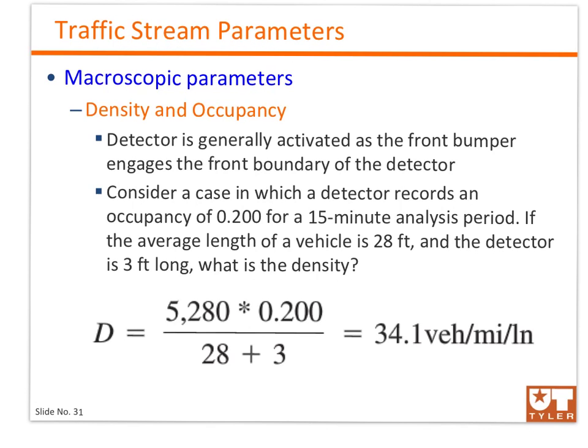So consider now a case in which the detector records an occupancy of 0.2, and again 0.2 is 0.2 seconds, for a 15-minute analysis period. If the average length of the vehicle is 28 feet and the detector is 3 feet long, what is the density? It's going to be 5280 times 0.2 over 28, which is the length of the vehicle plus the length of the detector, and that gives me an estimated density equal to 34.1 vehicles per mile per lane.